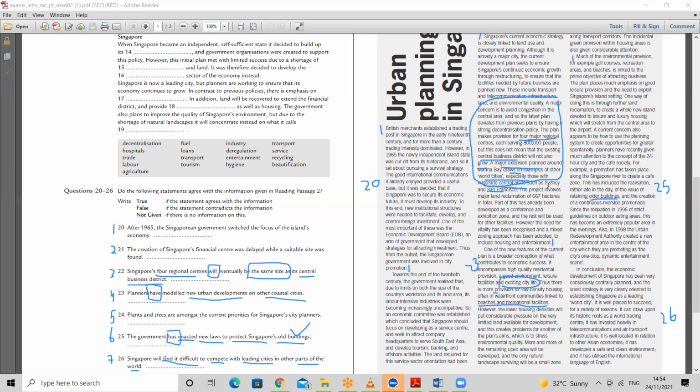Looking at the paragraph again, they are talking about 4 major regional centers. They even talk about the central business district. I don't see they are comparing whether these 2 things will be of the same size or of a different size. There's nothing about the comparison in terms of the size between the 2 places. Now that probably helps me to conclude that the answer should be not given. So the answer to question number 22 is actually not given.